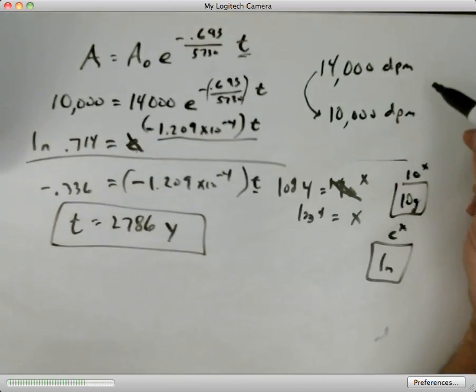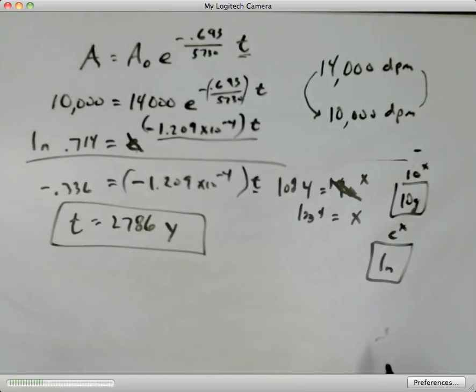Well, yeah, we knew that to get down to 7,000 counts per minute would have taken 5,700 years. It only went down to 10,000, so that took less than one half-life. That's the math for how you calculate how long something has been decaying once the carbon has stopped being recycled. That's called carbon-14 dating.